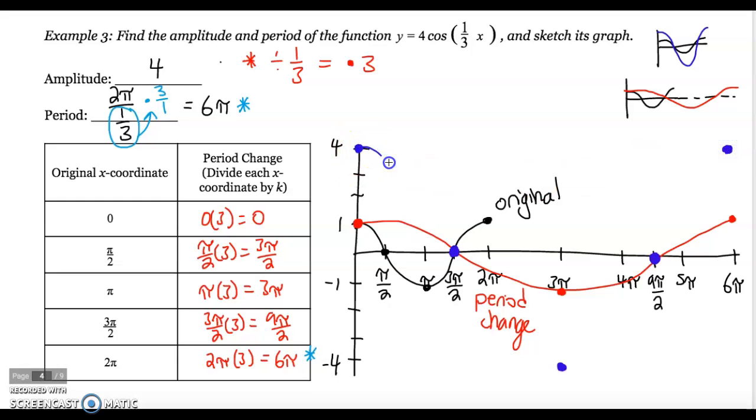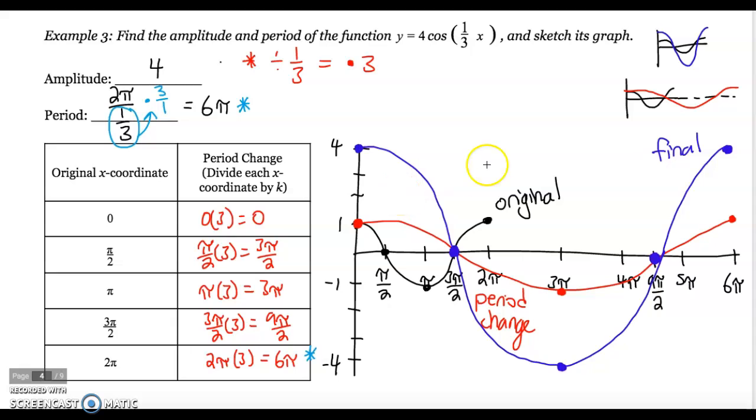So this will be my amplitude change. Oh no, I tried to write the period change out of the way. Scoot around it. There we go. So then that would be my final graph, because that's when I have applied my period change and my amplitude change all at the same time. Very good.